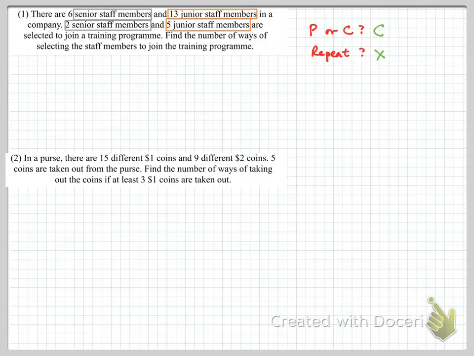So here let's look at the senior staff members. There are 6 of them. Among the 6 senior members, we choose 2 of them, so the number of ways to do that will be 6C2. And there are 13 junior staff members. Among the 13 juniors, we choose 5 of them, so the number of ways to do that will be 13C5.